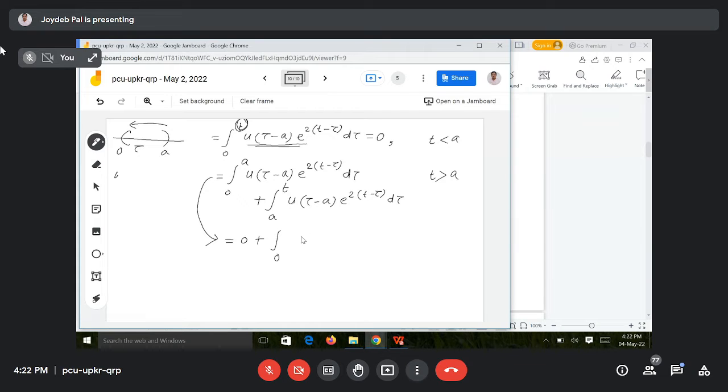Look, the definition of u(tau minus a) is that it is 0 whenever tau is less than a, and it is 1 whenever tau is greater than a.